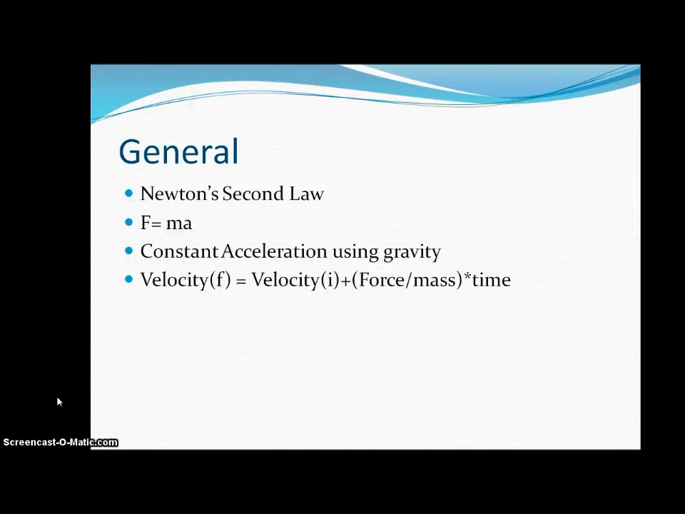By using Newton's second law, you can predict the position and velocity of a falling object. By using the equation v final equals v initial plus force divided by mass times time, and using the force due to gravity as the force, you can find the theoretical velocity of a falling object. However, in this lab, we found that this is not the most accurate way to predict the motion of a falling object, because this does not take drag into consideration.